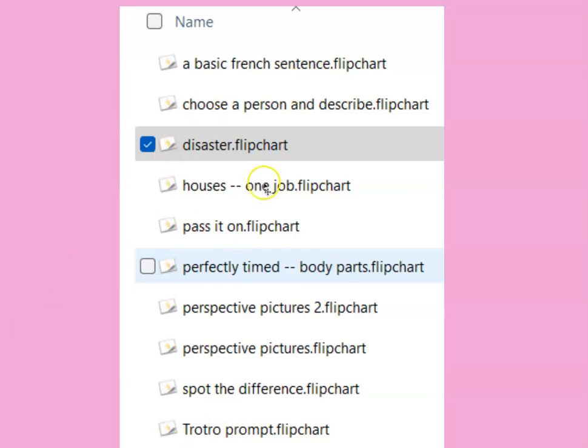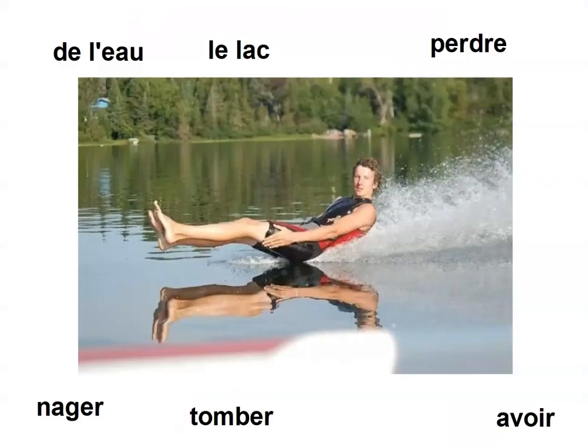Okay. So I just went through and you had one job to do. These are houses, pictures taken moments before disaster. These are perfectly timed pictures. And I chose ones that have something weird going on with a body part or something. Weird perspective pictures. I love those crazy things. So, for example, here's one. I'm sure you've seen it on the internet.